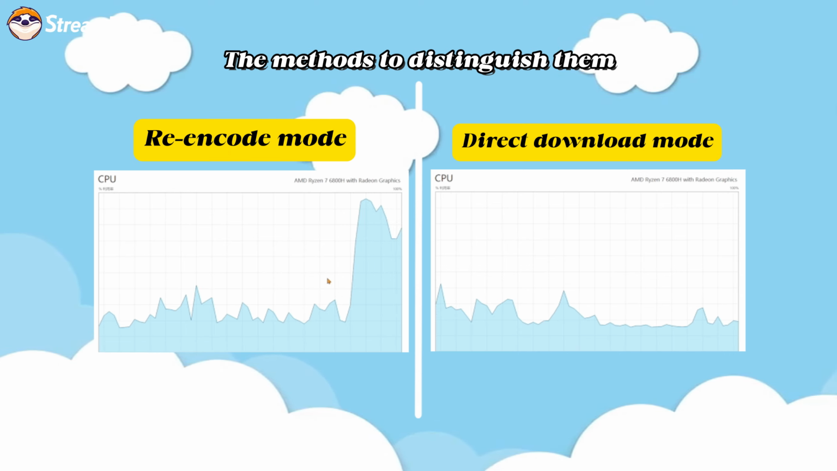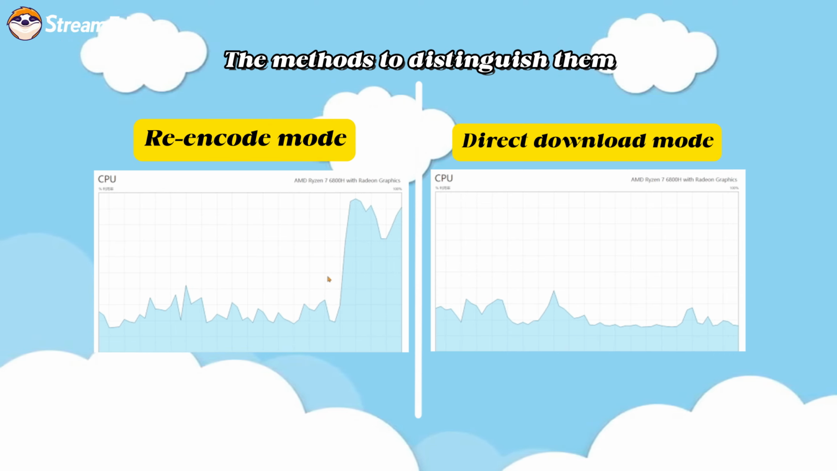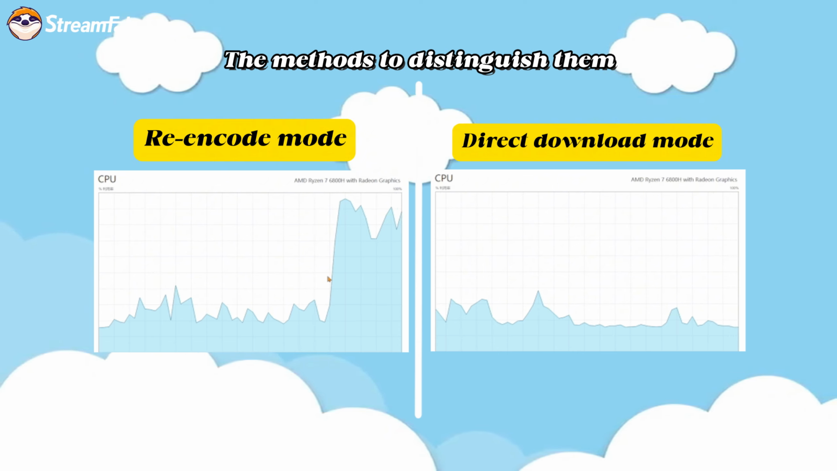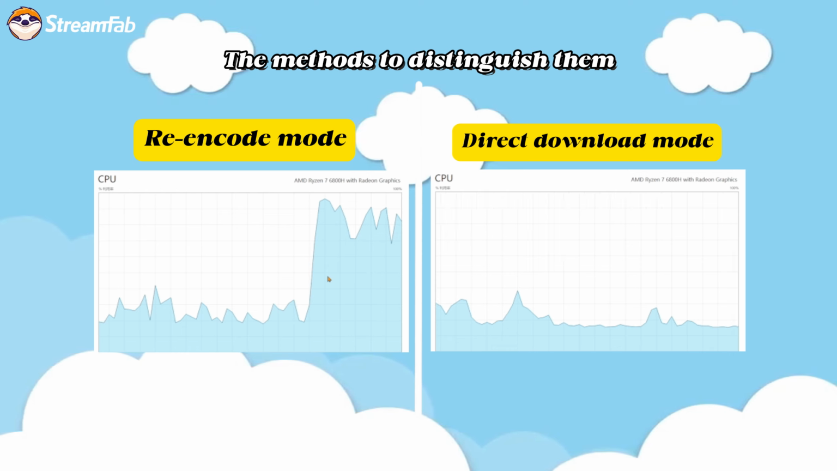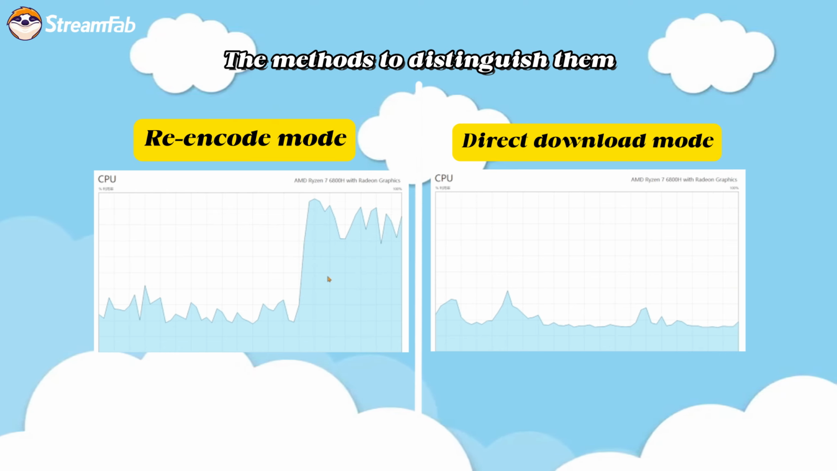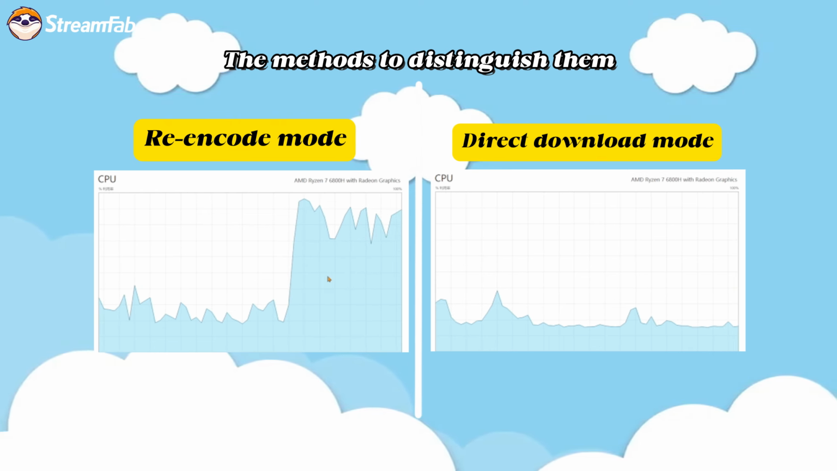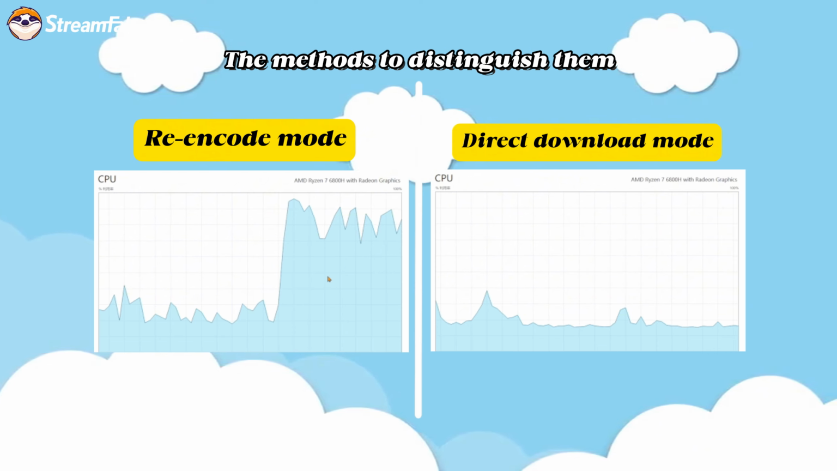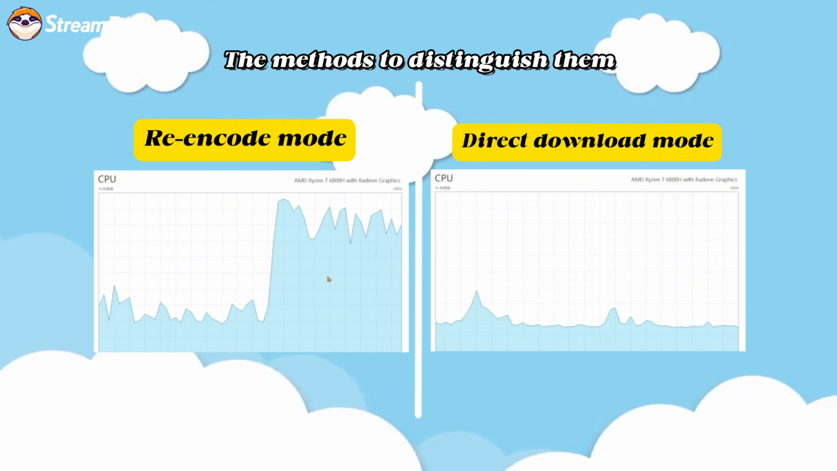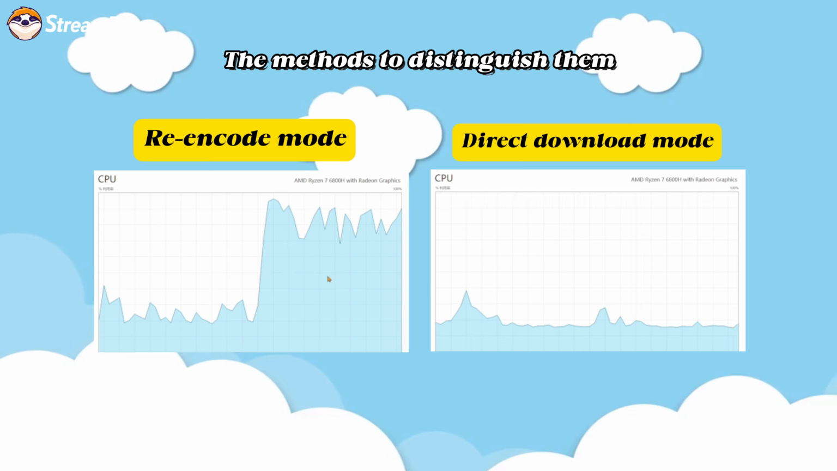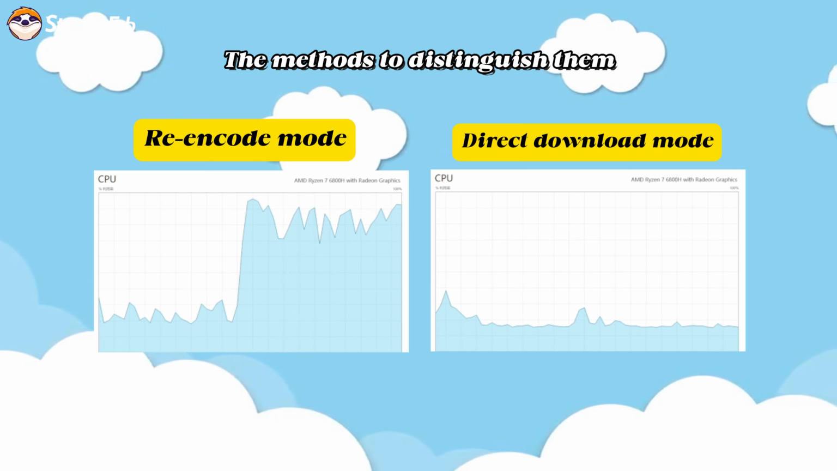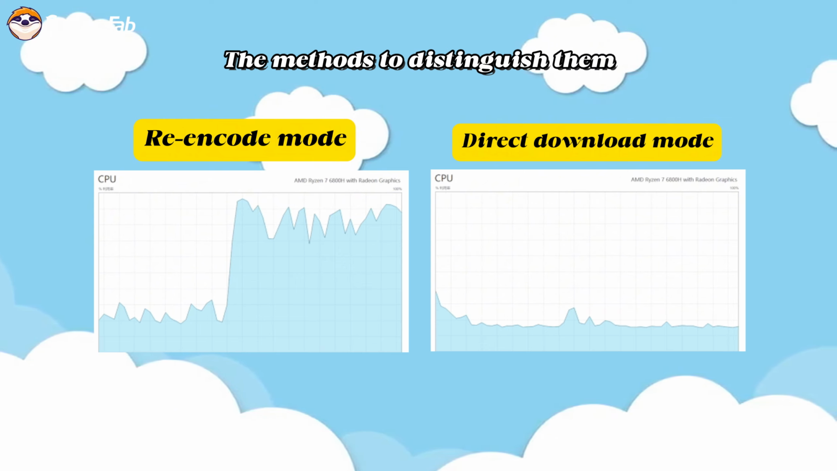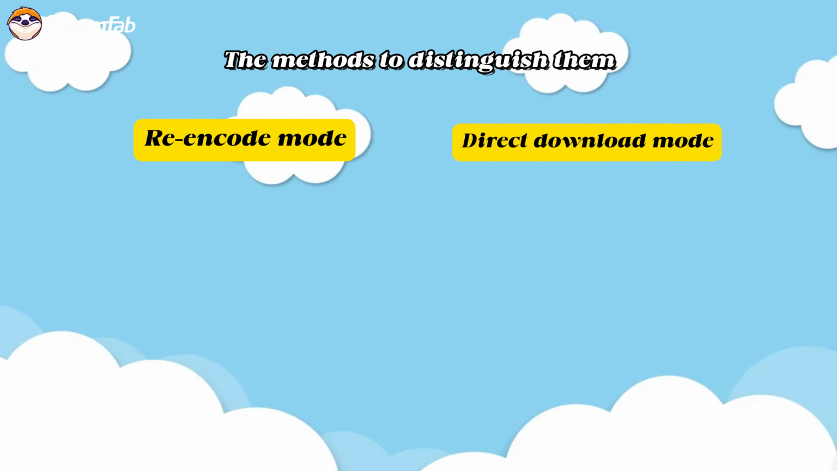This encoding-decoding process typically demands substantial system resources, particularly memory and GPU capacity. So open the task manager and observe. If you download something directly, the software will consume minimal CPU or GPU resources, typically less than 20%. In recording mode, the software exhibits significantly higher resource consumption, typically greater than 30%.